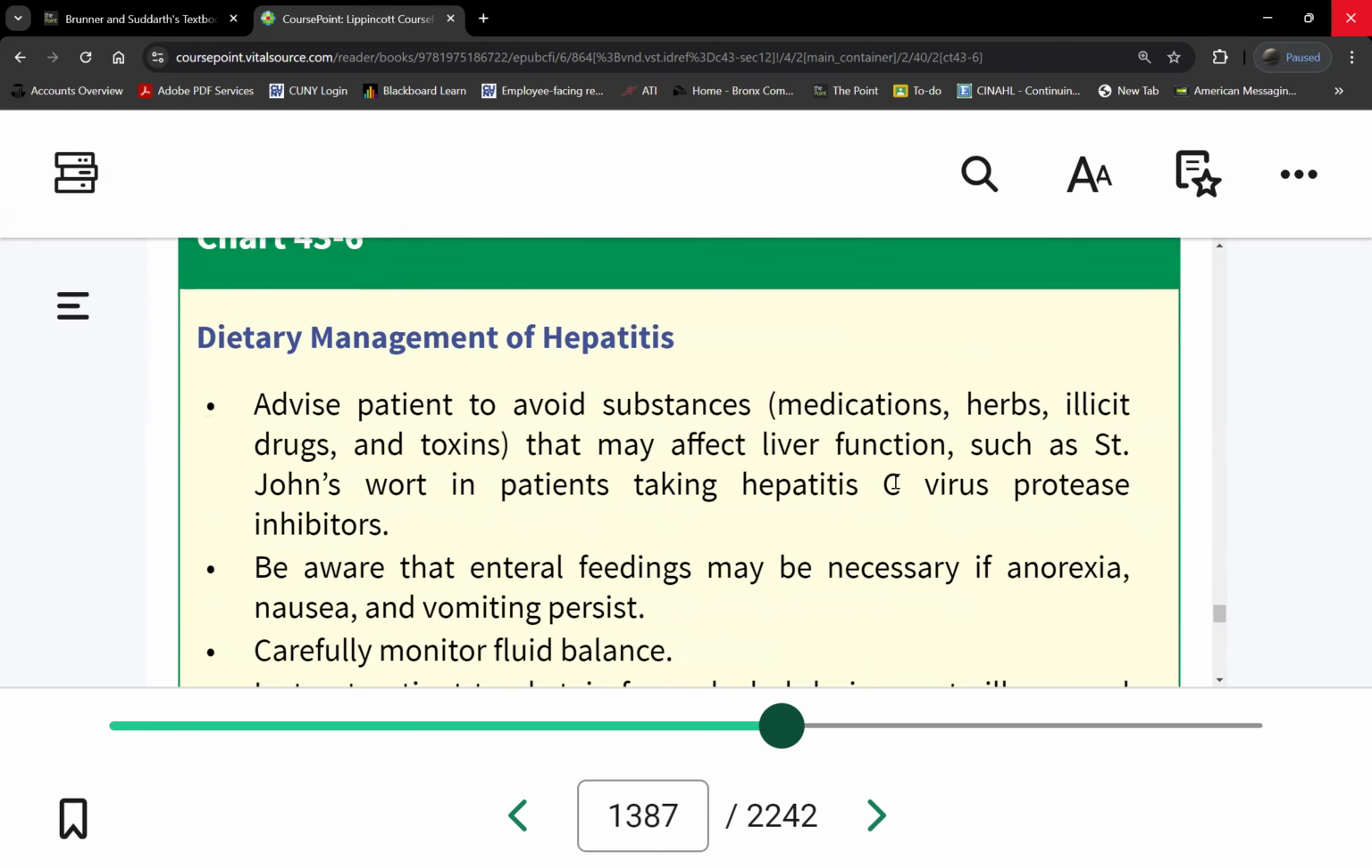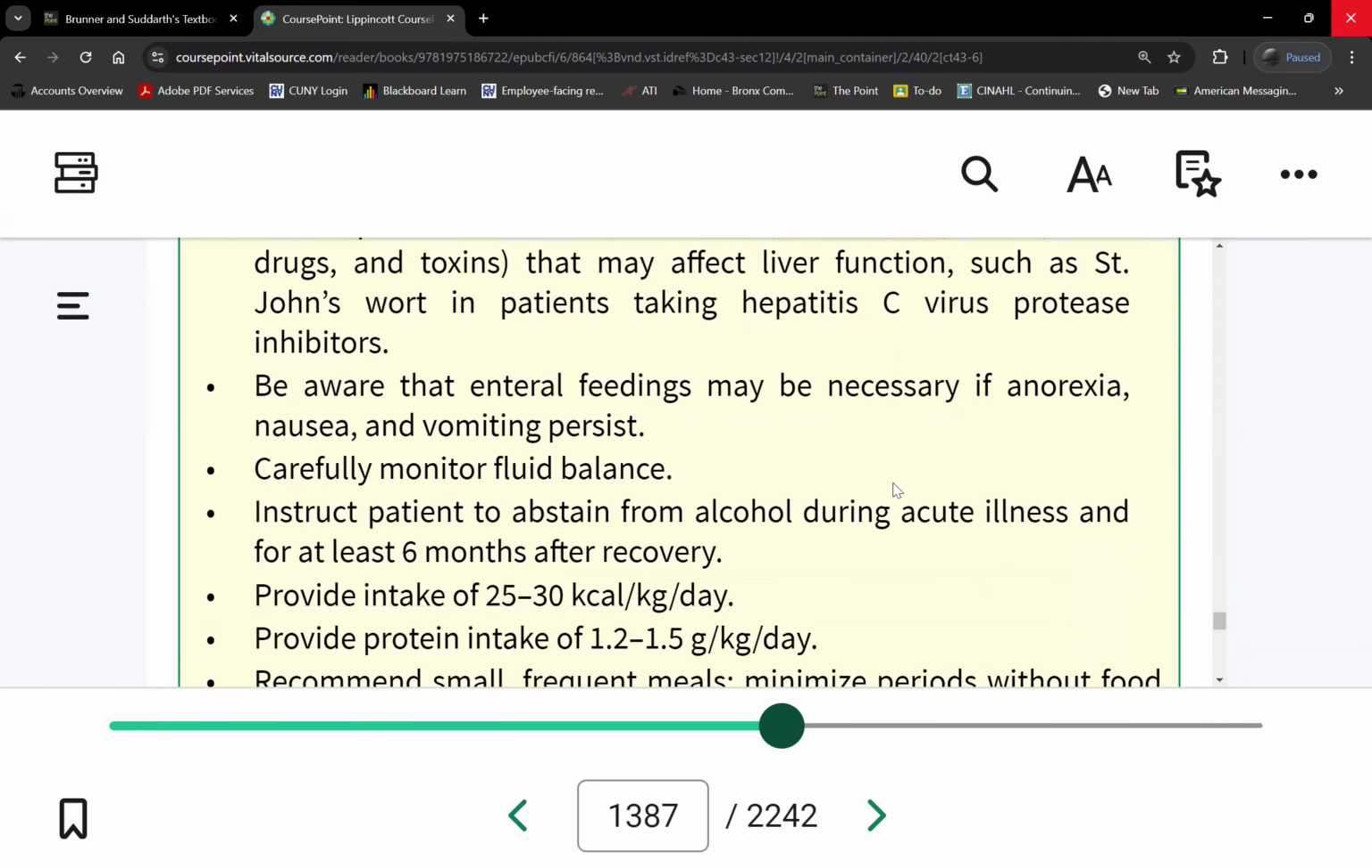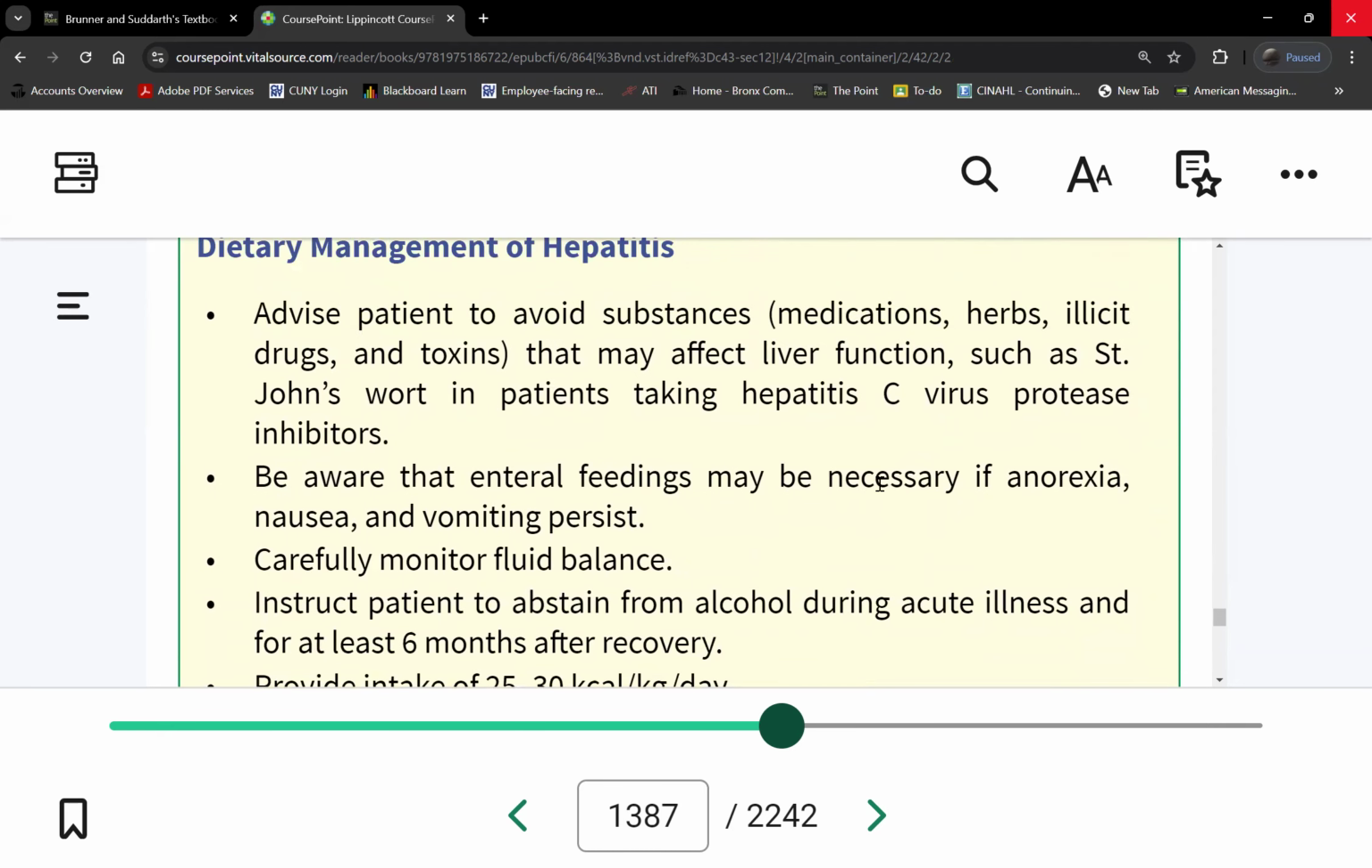And here's some of the teaching also. Of course, we know about alcohol. So avoid alcohol and some of these medications here, like St. John's wort.